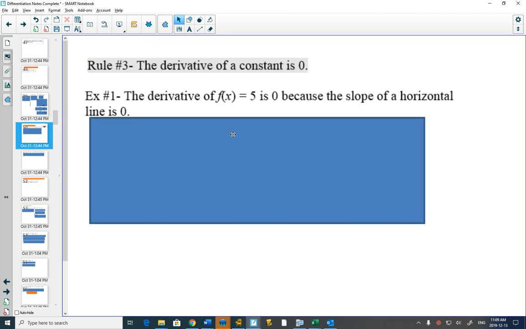Next rule. Now all of these rules are technically just the power rule again. Okay? Now, the derivative of a constant is 0. There's a number of ways that we can think about this. If you graph the line y equals f of x equals 5, can you see that that's a horizontal line? Any tangent to any straight line is the exact same line. And so your slope of that line would be 0.